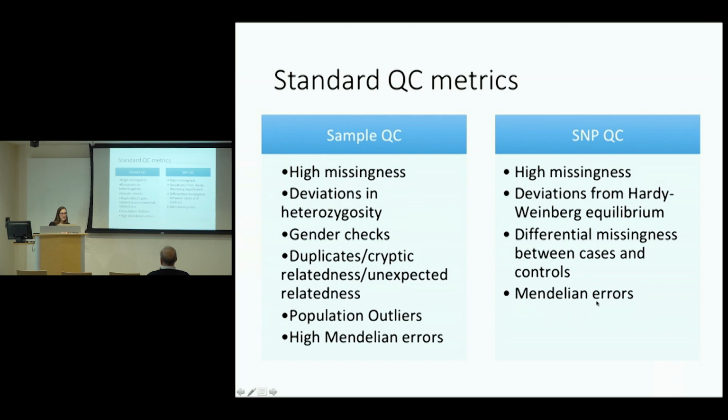For the SNP QC, we look for high missingness, deviations from Hardy-Weinberg equilibrium, and differential missingness between cases and controls, if we have cases and controls, to make sure there's no difference in the genotyping assaying of the cases and controls. We could look at Mendelian errors within the SNP data as well.